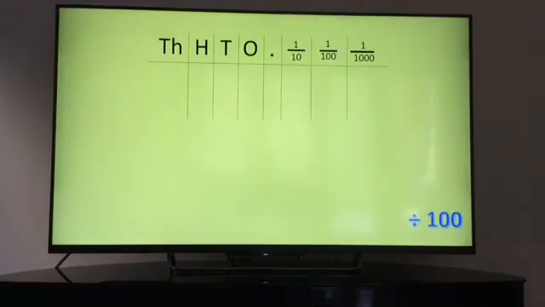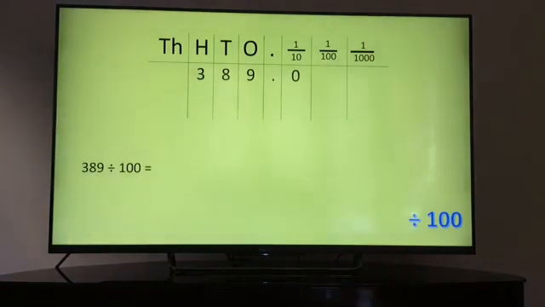Now let's look at dividing by 100. If I write the number 389, it looks like this. My number sentence is 389 divided by 100. Again, our numbers are moving to the right, except this time, because we are dividing by 100, our number is getting 100 times smaller. We are moving the numbers 2 places.